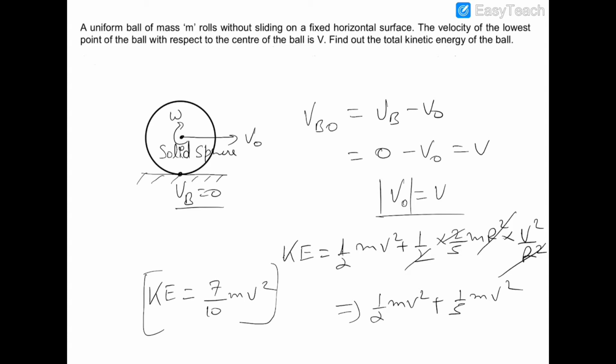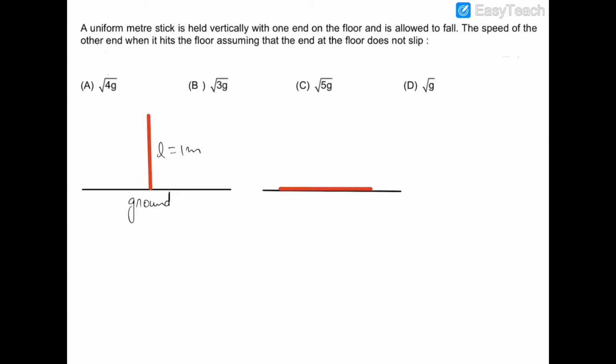Now let's move on to the next question. In this question, there is a uniform meter stick which is held vertically, and its one end is lying on the rough floor. Now this stick starts to slip, in fact starts to roll down on the ground in such a way that the end which is touching the ground is at rest and it does not slip. So we have to find out the speed with which this end B will strike the ground.